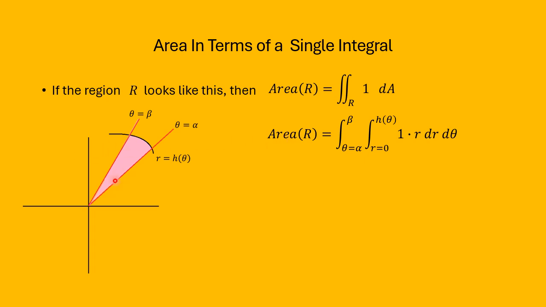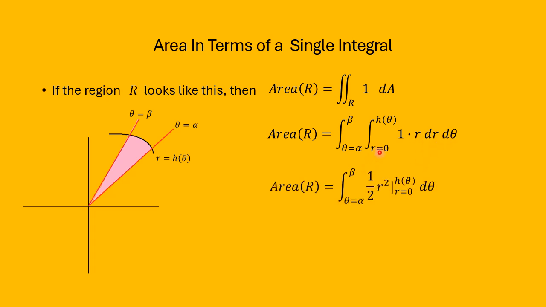How do I integrate 1 over this region? Well, it'll be the integral where theta goes from alpha to beta. Theta equals alpha, theta equals beta are those two rays. r goes from 0 to h of theta. r equals 0 is down here. r equals h of theta is up here. And we integrate 1, and with respect to the area sub-element, that's going to be r dr d theta.